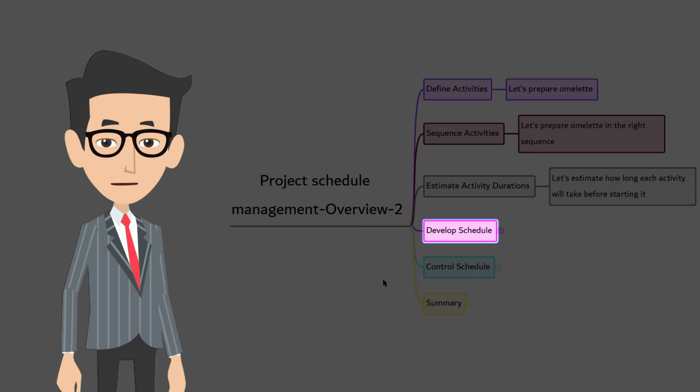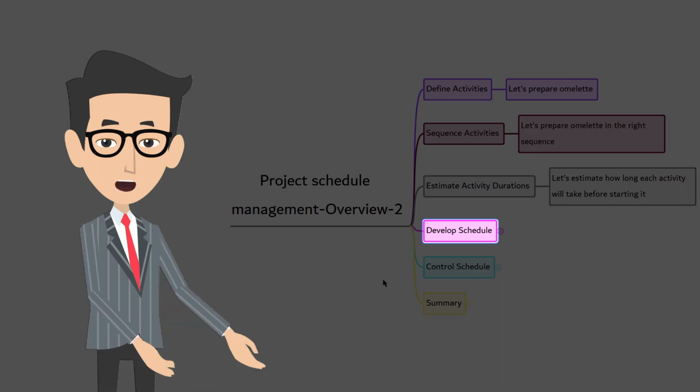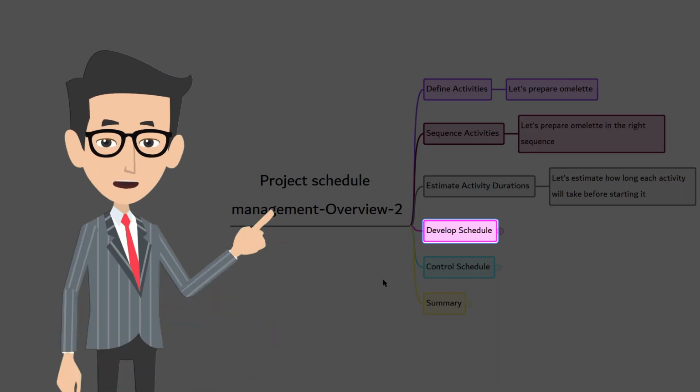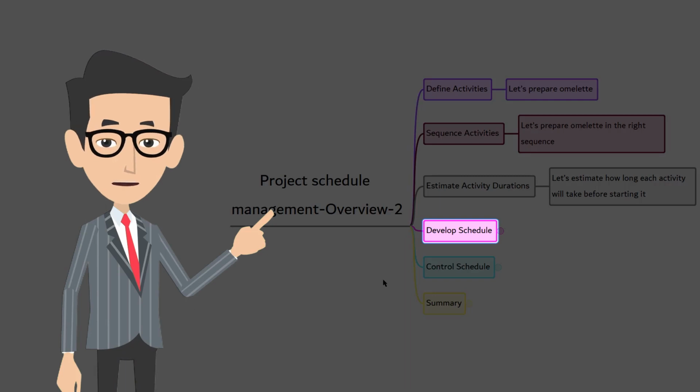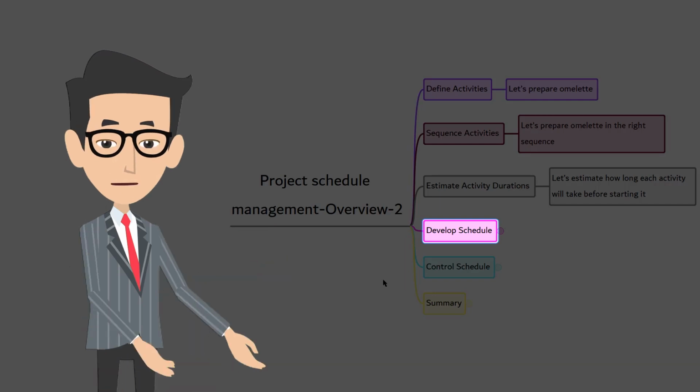All right. Now the next step is to develop schedule. So far we listed the activities, sequenced them, estimated the duration and assigned the resources as well. Are we done with the schedule management or still missing something? Let's go back to the example. Let's be critical this time.